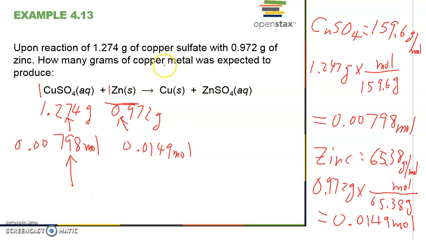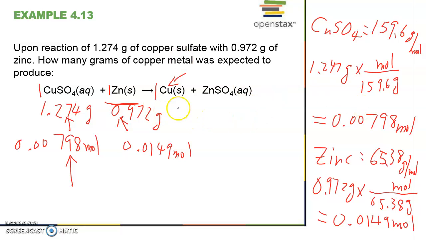So what is the question asking? How many grams of copper metal do we expect to produce? So we are looking for the amount of copper. First of all, how many moles of copper will we produce? Let's look at the mole ratio. It is a 1-to-1 ratio, and therefore we should expect how many moles of copper? I'm going to change the color.